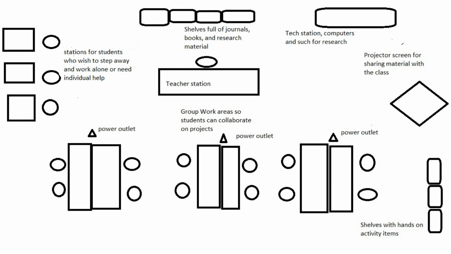Hello and welcome to what I think an ideal chemistry classroom would look like, especially for a flipped classroom scenario. From the group areas to work in project groups and all that, to the individual workstations, to a tech station so students can do research. There are shelves full of journals and books and research material, to the hands-on activities like molecular model building and all that, even to the teacher station found in the middle.